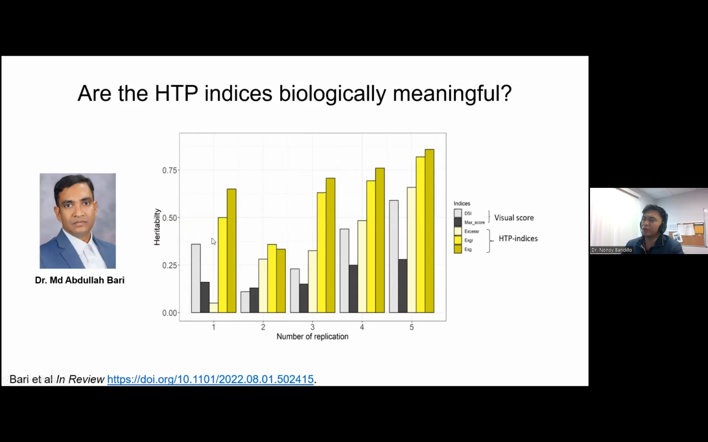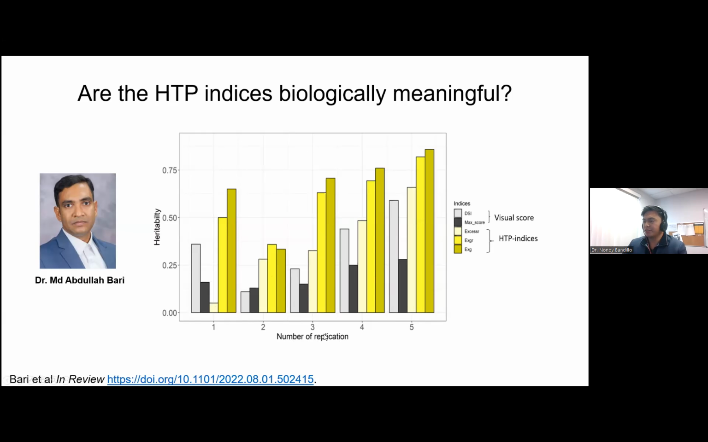And are the HTP indices biologically meaningful? So Dr. Barry is the one working on this. What we do here is we estimated the heritable variation for each trait and for each index. As you can see here, the y-axis is the heritable variation, and the x-axis is the number of replications. We want to know how many reps we need for the optimal heritability estimation. If you look at the overall trend, you can see that the yellow, which are the HTP indices, always have higher heritability versus the visual score. But take note that not all HTP indices are actually helpful. Some of these are not helpful, like this one here, the ExR excess red. It's not useful because the heritable variation is really low.